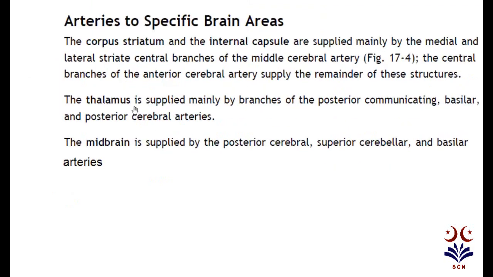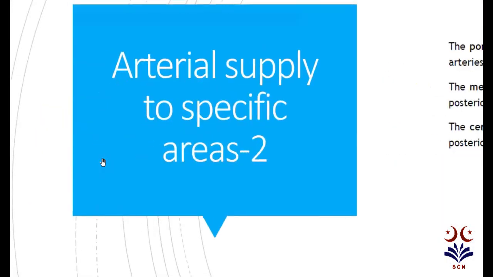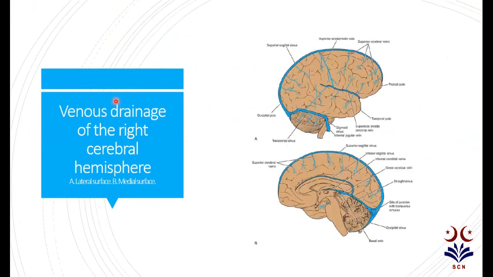Thalamus, already done, this blood supply. Repeat: posterior communicating, basilar, and posterior cerebral arteries. The midbrain, again repeating: posterior cerebral, superior cerebellar, and basilar arteries. Next picture: the pons, formed by the basilar, and the anterior inferior and superior cerebellar arteries. Medulla: vertebral, anterior and posterior spinal, posterior inferior cerebellar (PICA), and basilar artery. Cerebellum, already done: superior cerebellar, anterior inferior cerebellar, and posterior inferior cerebellar arteries. And this was about the arterial supply.